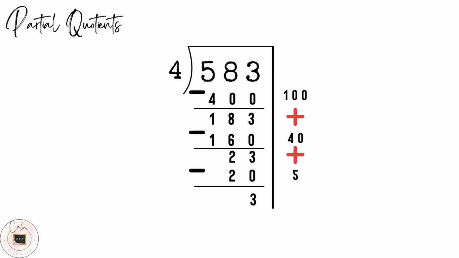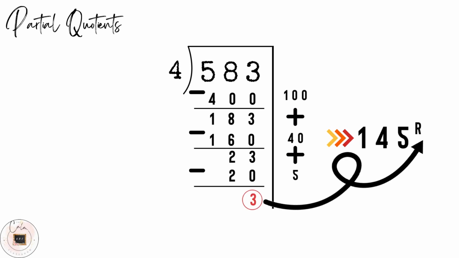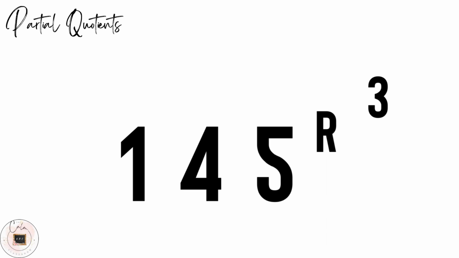and we need to move on to the next step, which is adding up all of our friendly numbers to find our answer. So we're going to add 100 plus 40 plus 5. And we get 145. But we're not done yet. What about that 3 down there? That 3 is actually going to become our remainder, so we need to move it up by our answer. And our final answer is 145 remainder 3.